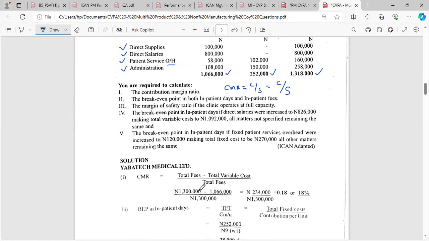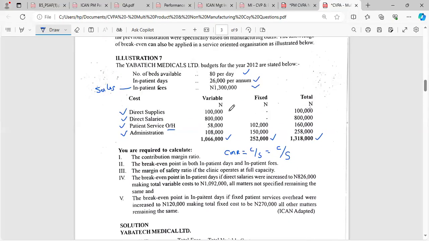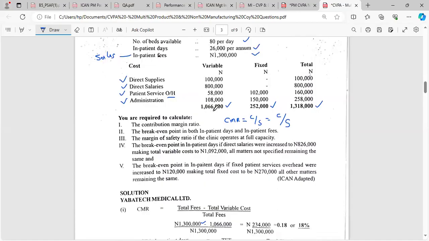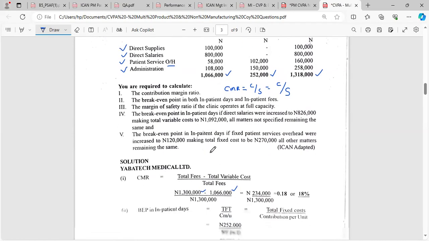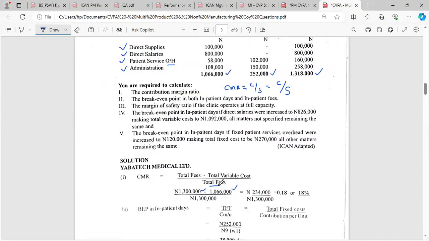What's our contribution? Our contribution is 1.3 in total. What's our variable cost? 1,066,000. Divided by what's our sales again? 1.3 million.